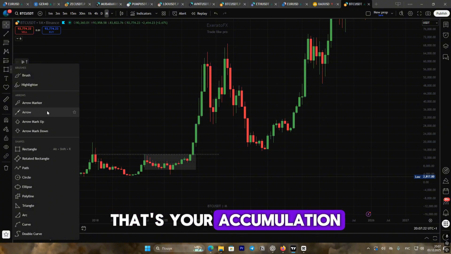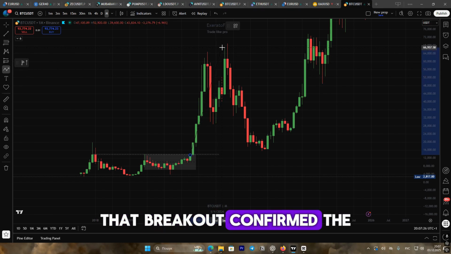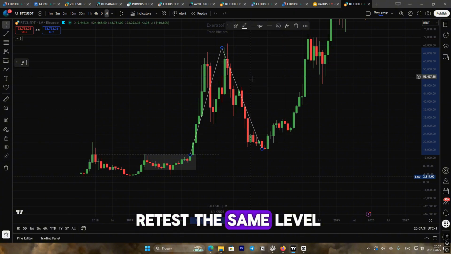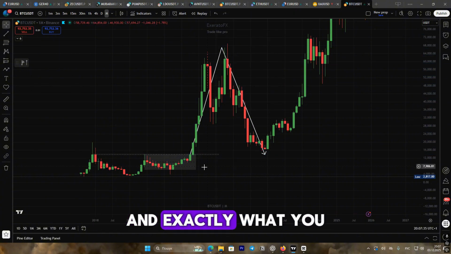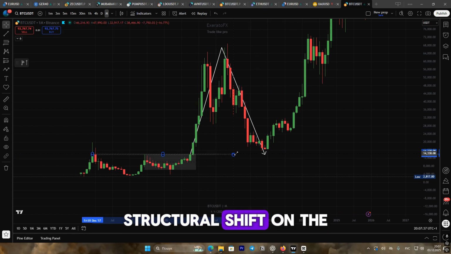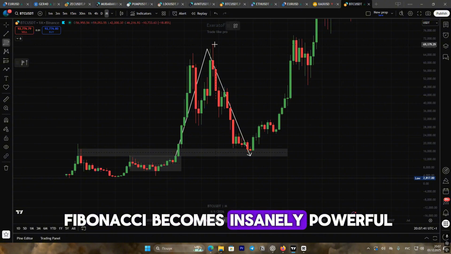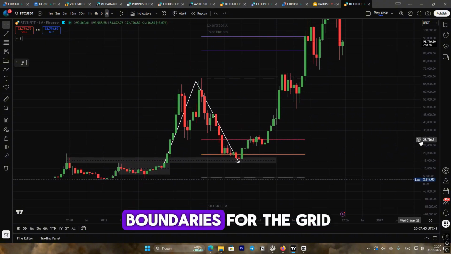Here's what happened. Price traded sideways near that key level. That's your accumulation. Then it ripped through it with a strong imbalance move. That breakout confirmed the breaker block, and as always, price came back to retest the same level it broke. That retest was clean, precise, and exactly what you expect from a proper structural shift on the higher time frame.